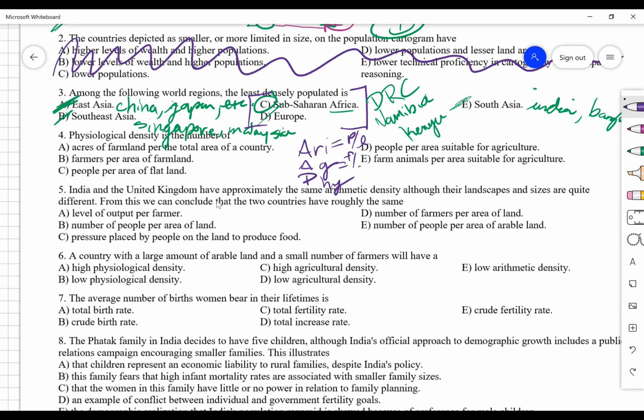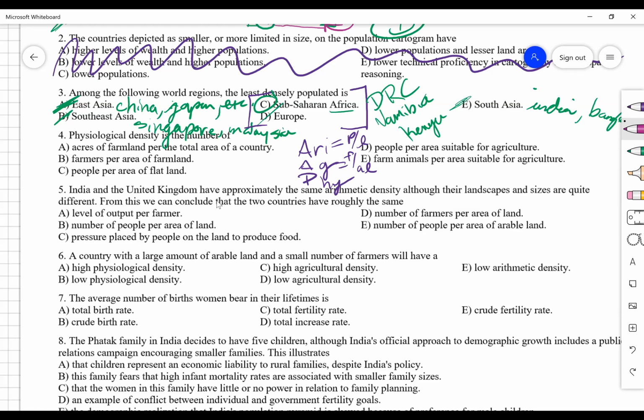So arithmetic is just going to be people by land. Agricultural is going to be farmers by arable land. And arable land is basically just land that's good enough for you to farm on. So when I talked about Africa earlier and GMOs, I said that there wasn't a lot of arable land. And what that means is there's not a lot of land that you can farm on in Africa, and especially in South Africa. So that's what arable land means.